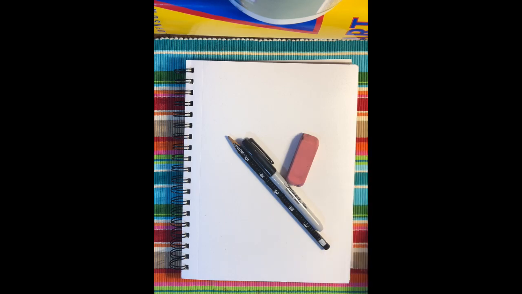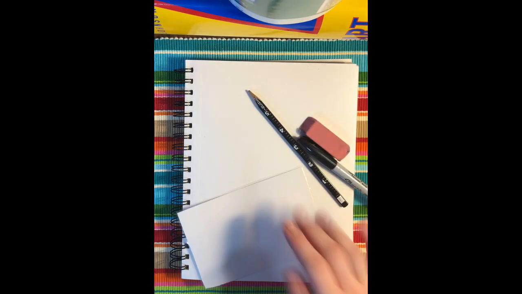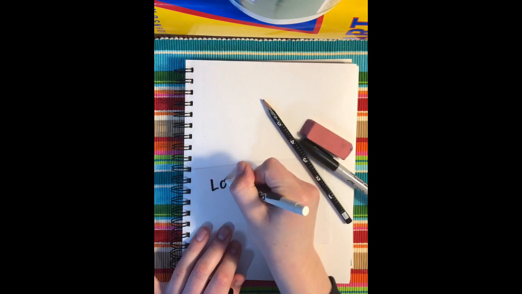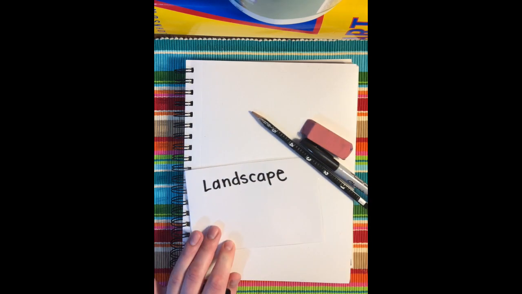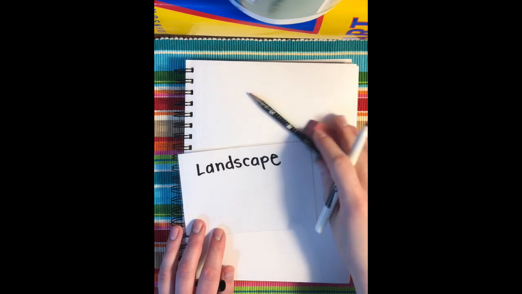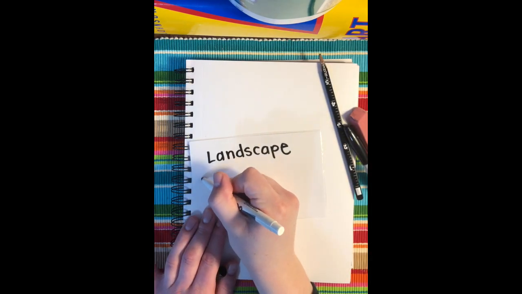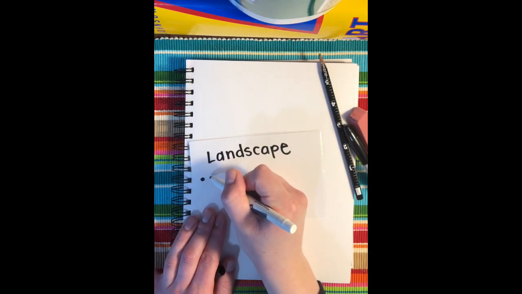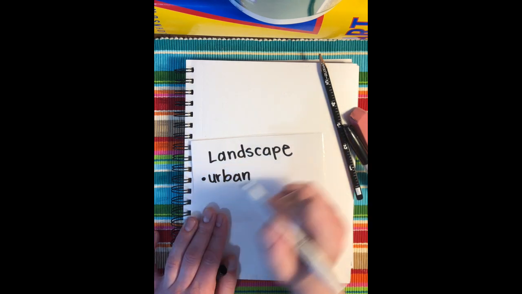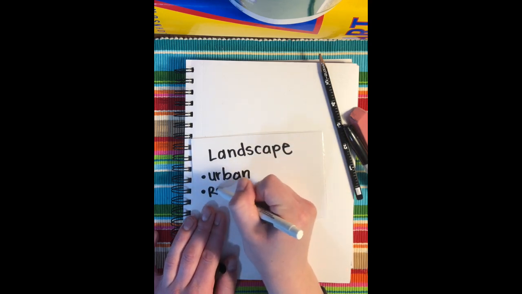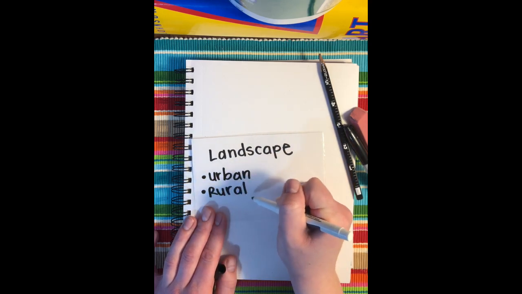Hello everybody! Today I'm going to be teaching you how to draw a special work of art called a landscape. A landscape is a work of art that shows a scene. It could be in a city, so an urban scene, an urban landscape. It could be a rural landscape. It could be in the country.